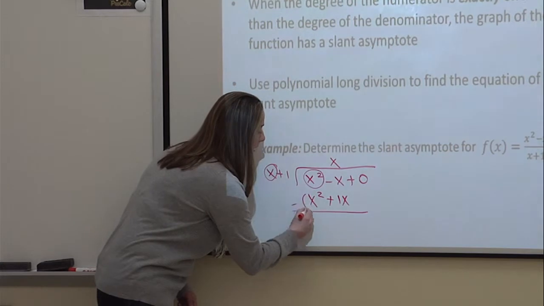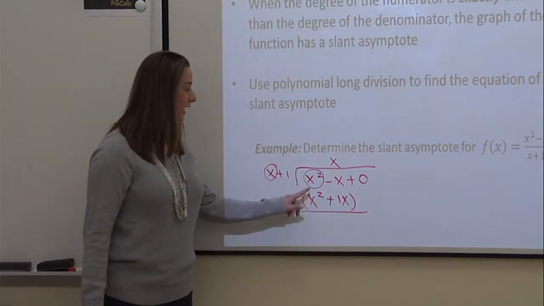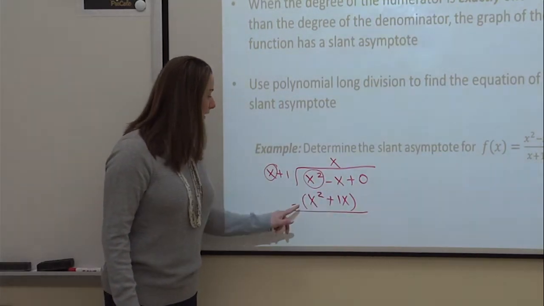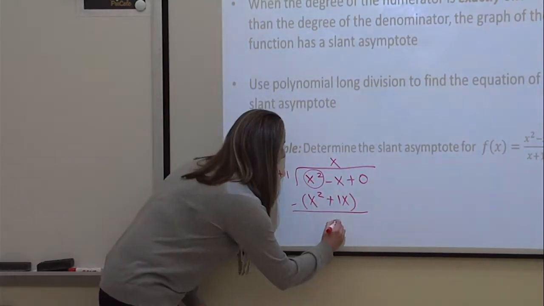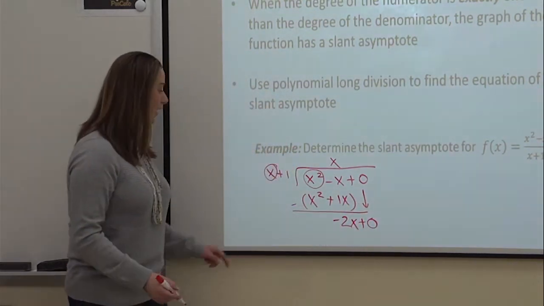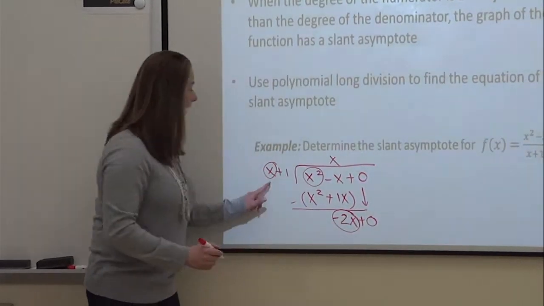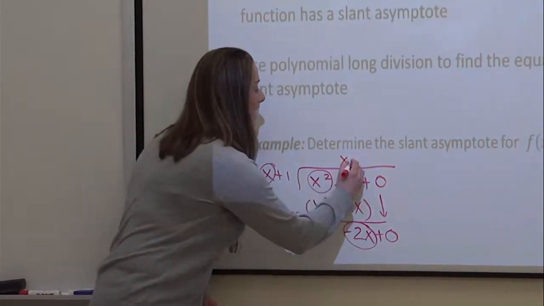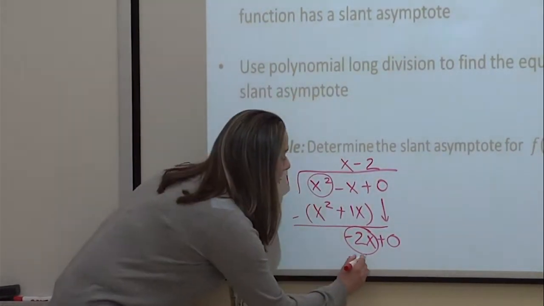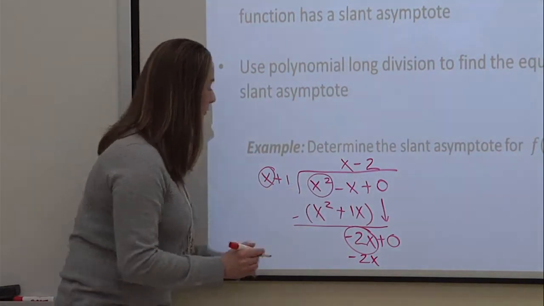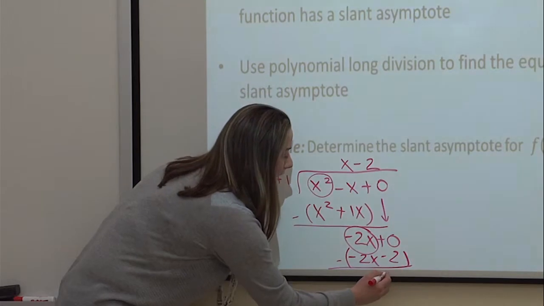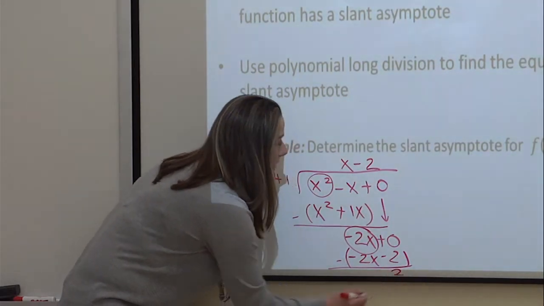And now I subtract, and you want to be very careful when you subtract. X squared minus x squared is going to give me a 0. -1x minus 1x is going to give me -2x. I'm going to bring down my 0, and I added that in there. And again, I'm going to work this out. X goes into -2x, -2 times, and I multiply it back. -2 times x is -2x. -2 times 1 is -2. And I can subtract again, and I get a remainder of +2.